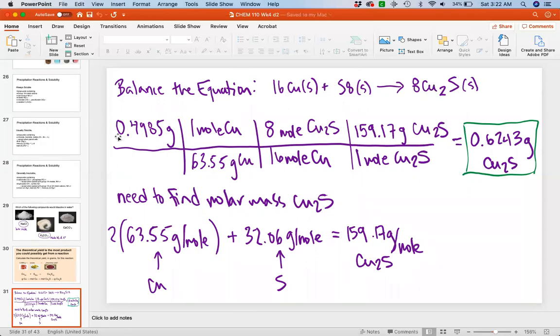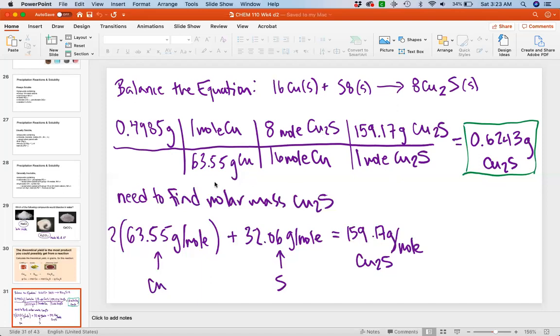Then we're going to do a conversion where we start with 0.4985 grams of copper. We know the molar mass of copper, which gives us the amount in moles of copper. And then we know that we have 16 moles of copper for every 8 moles of copper sulfide. This is what we call a molar ratio. The molar ratio is what allows us to convert between different reagents or different products. Once we have moles of copper sulfide, then we can convert using our molar mass to grams. And so in this case, we would get 0.6243 grams of Cu2S, or copper sulfide.